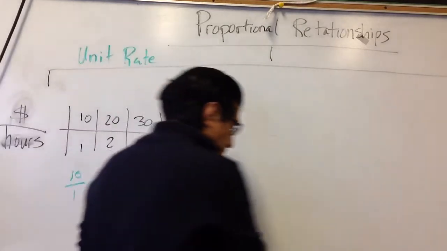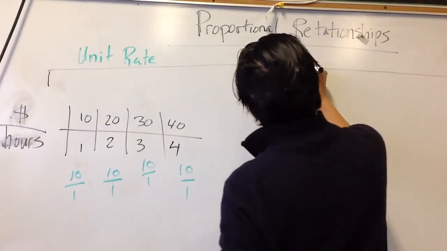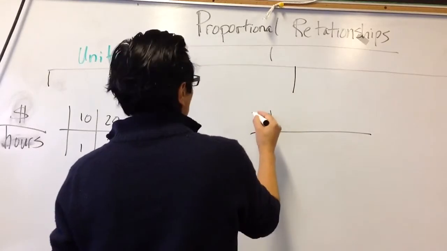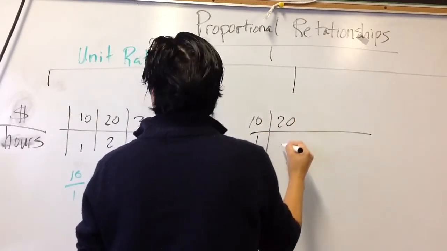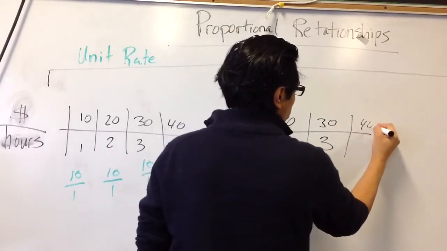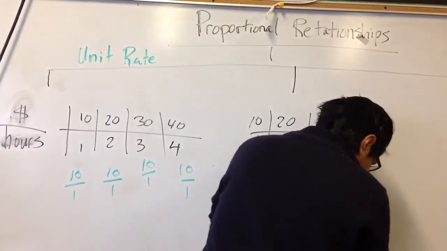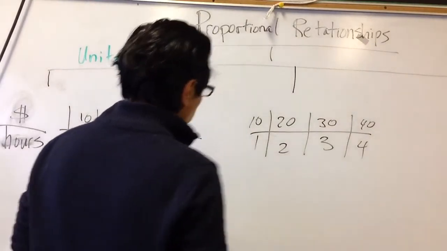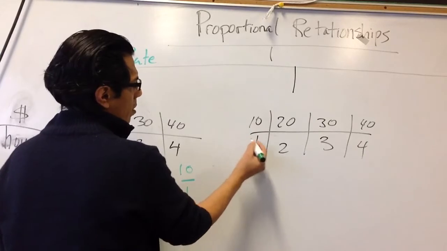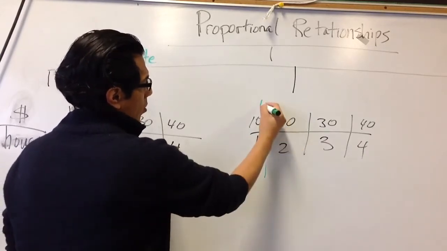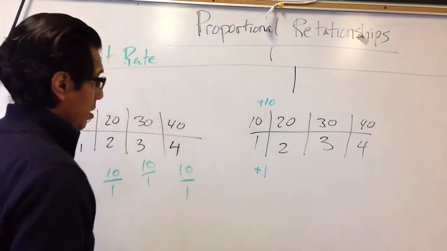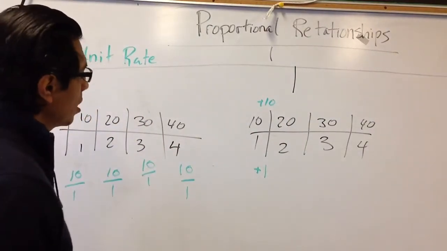The other way that we talked about in class was like this. I'm just going to copy it down again: 10 to 1, 20 to 2, 30 to 3, 40 to 4. The other way was we looked at this and we said, well, look at this. For every hour, right, it grew $10. Is that true? Yeah. All right, why? Because when I babysit, I get paid $10 an hour.